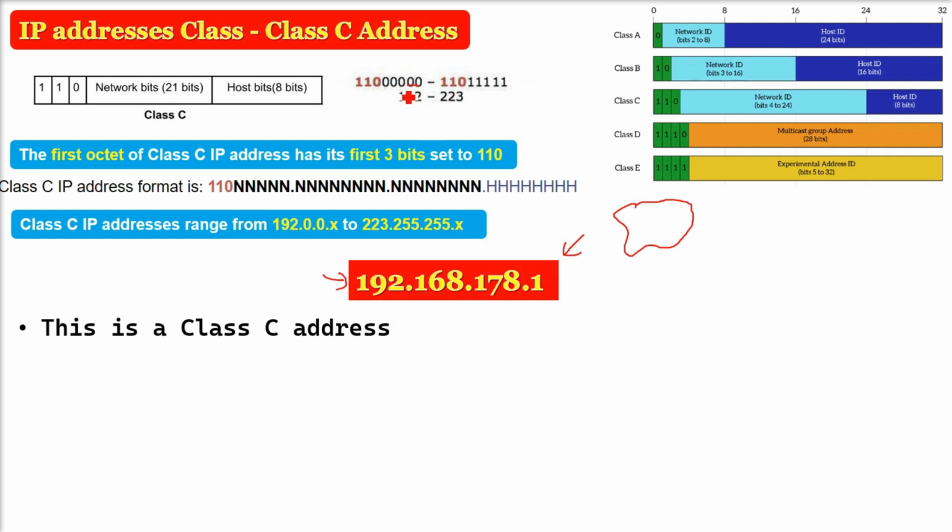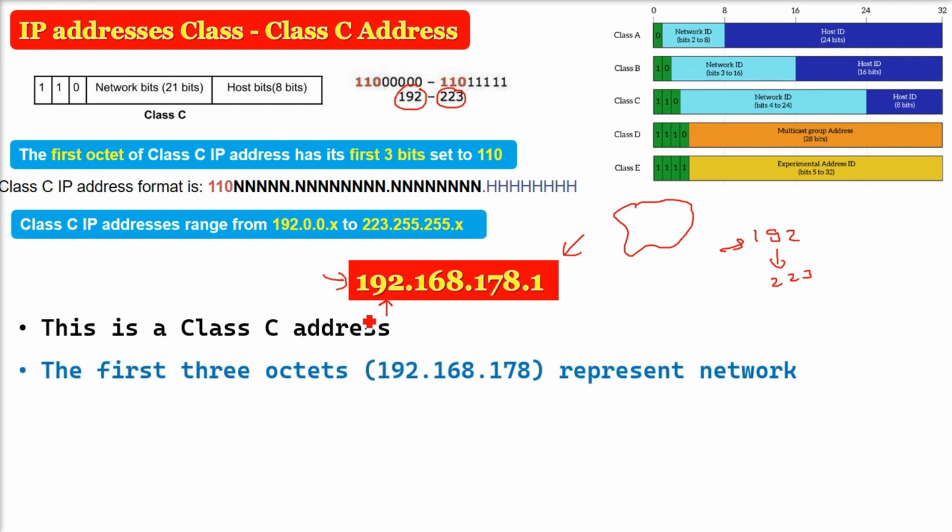Because for a class C address, the first octet starts from 192 and ends with 223, both inclusive. So does this 192 belong between 192 and 223? Yes, it is there. 192 is already there, the first octet. So it is a class C address, because the first octet defines which class it is.